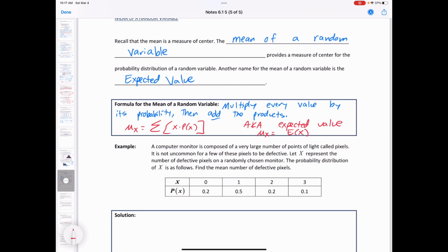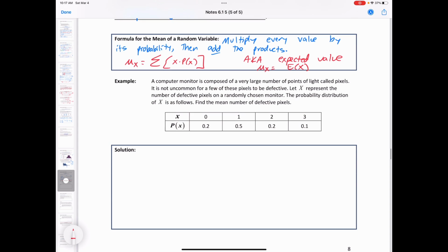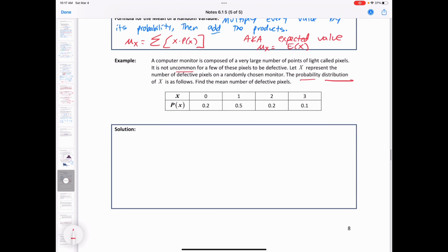Your text uses expected value a lot when they're talking about money. It's kind of like when we were doing the weighted means, right? So let's look at this problem. It says a computer monitor is composed of a very large number of points of light called pixels. It's not uncommon for a few of these pixels to be defective. Let x represent the number of defective pixels on a randomly chosen monitor. The probability distribution of x is as follows. You don't have to check it. It's telling you that. And I want the mean number of defective pixels.